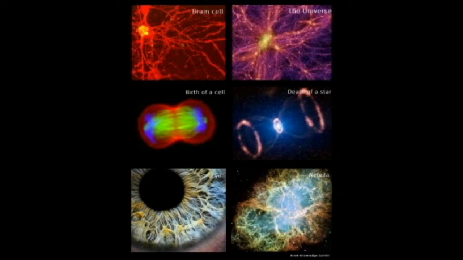Now, what are terminal buttons? Terminal buttons of the axon form junctions with other cells and release chemicals called neurotransmitters.